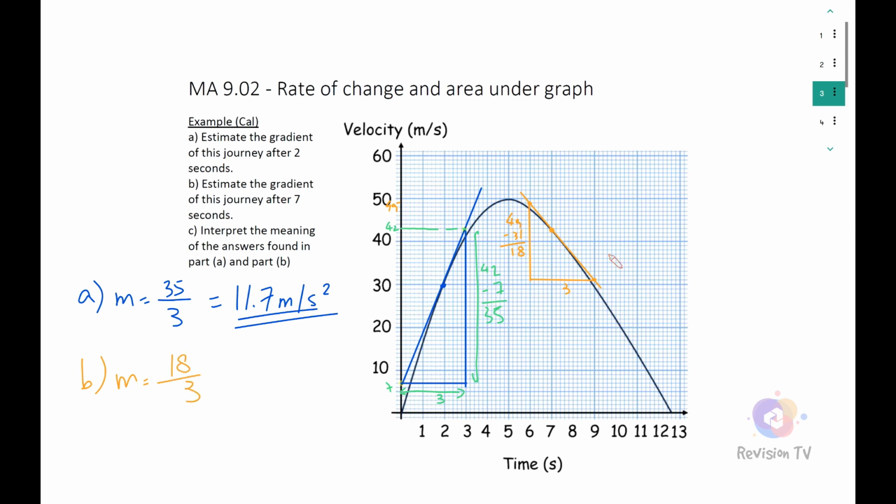Now, one thing to note is this gradient is negative because it's downward sloping from left to right. So I've put a negative in there. So it's negative 6 meters per second squared.